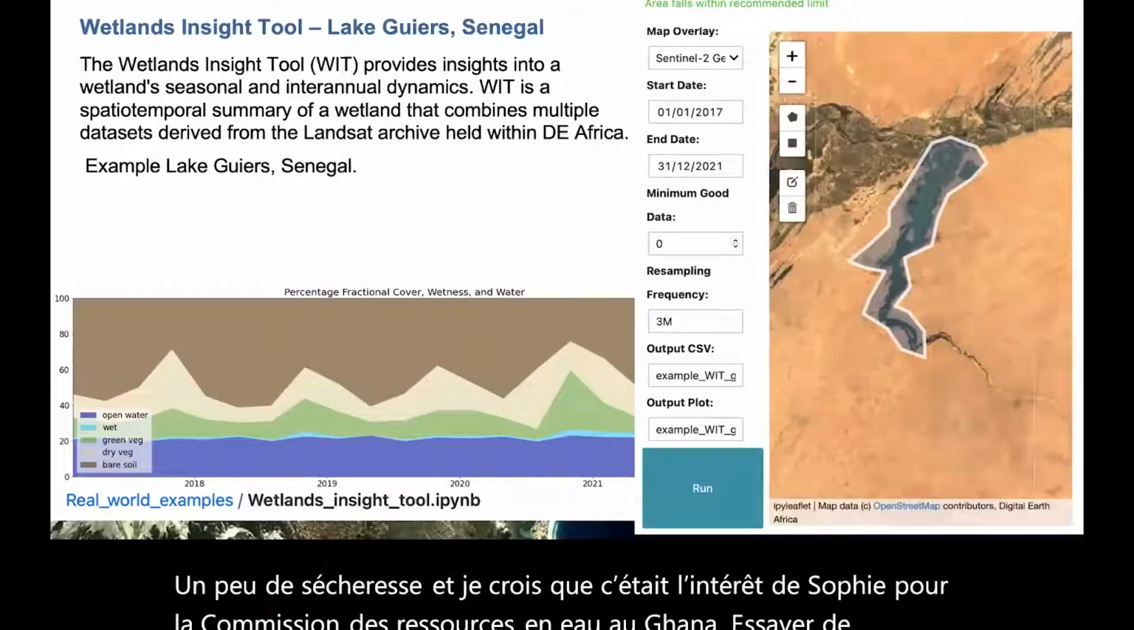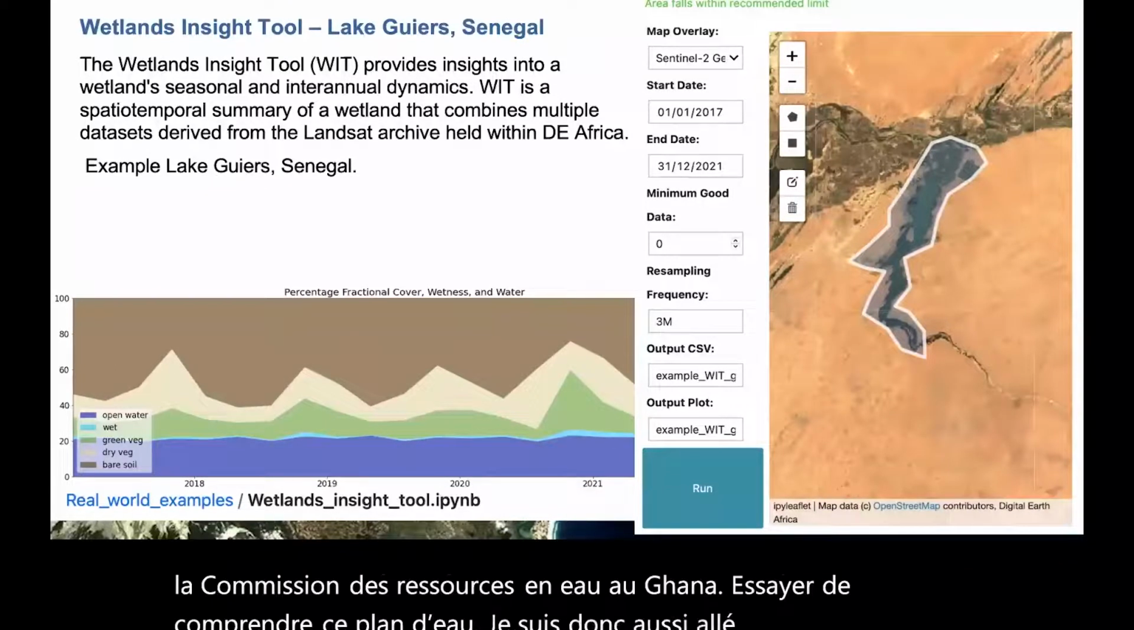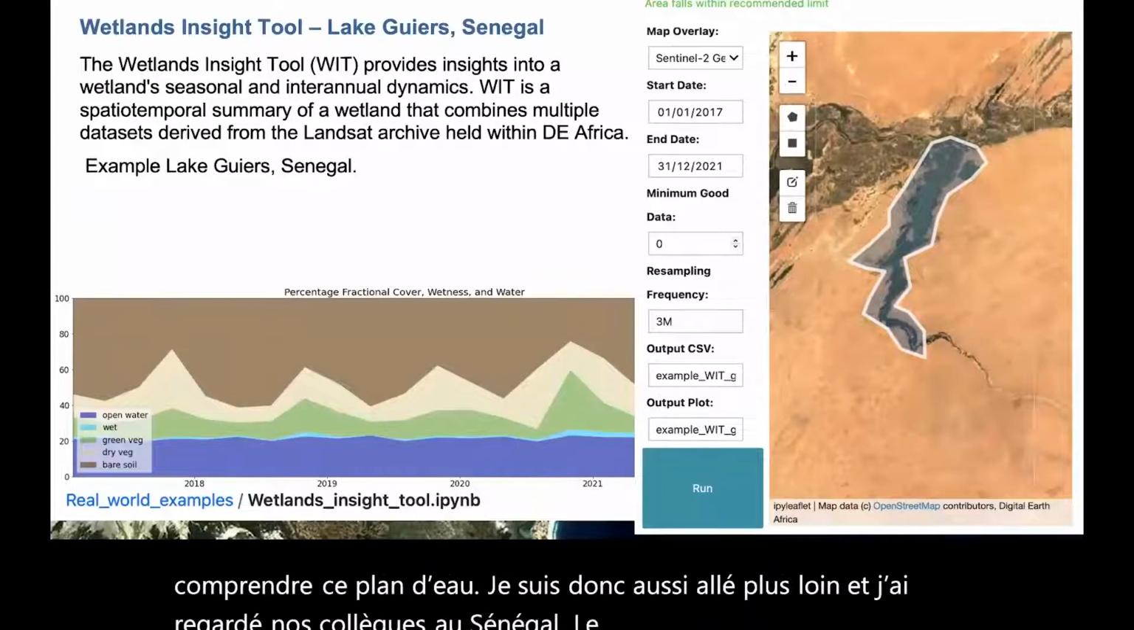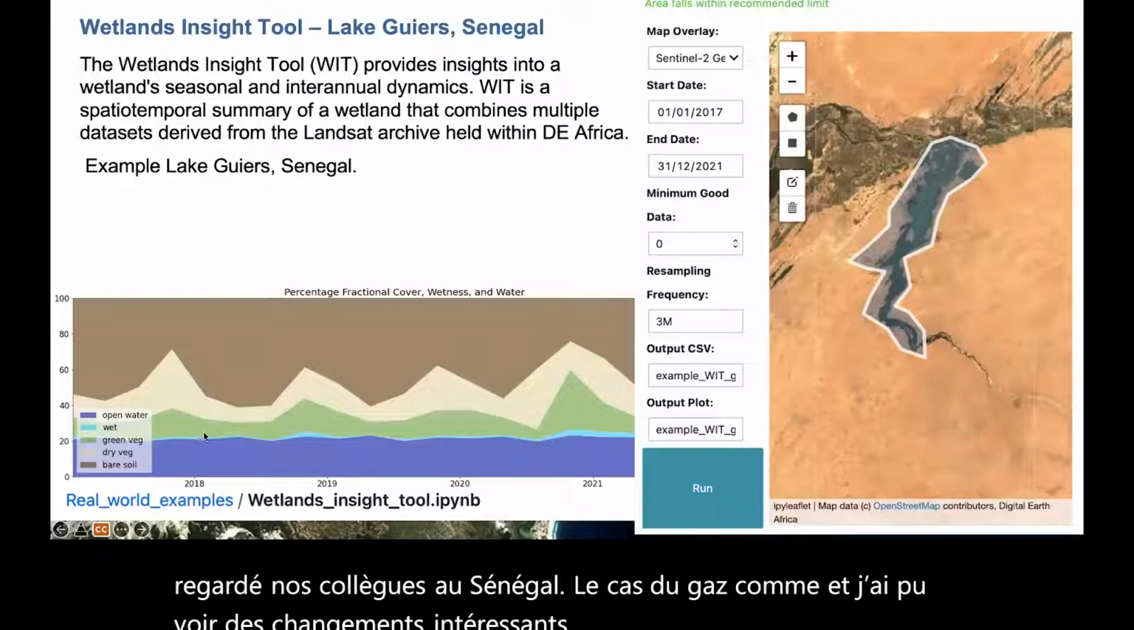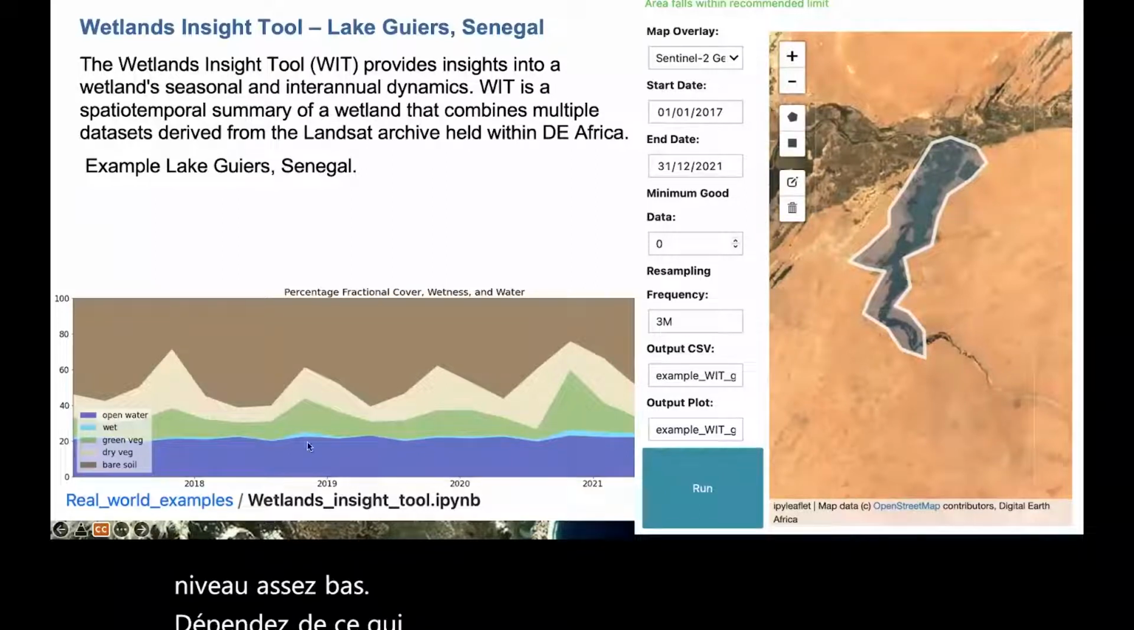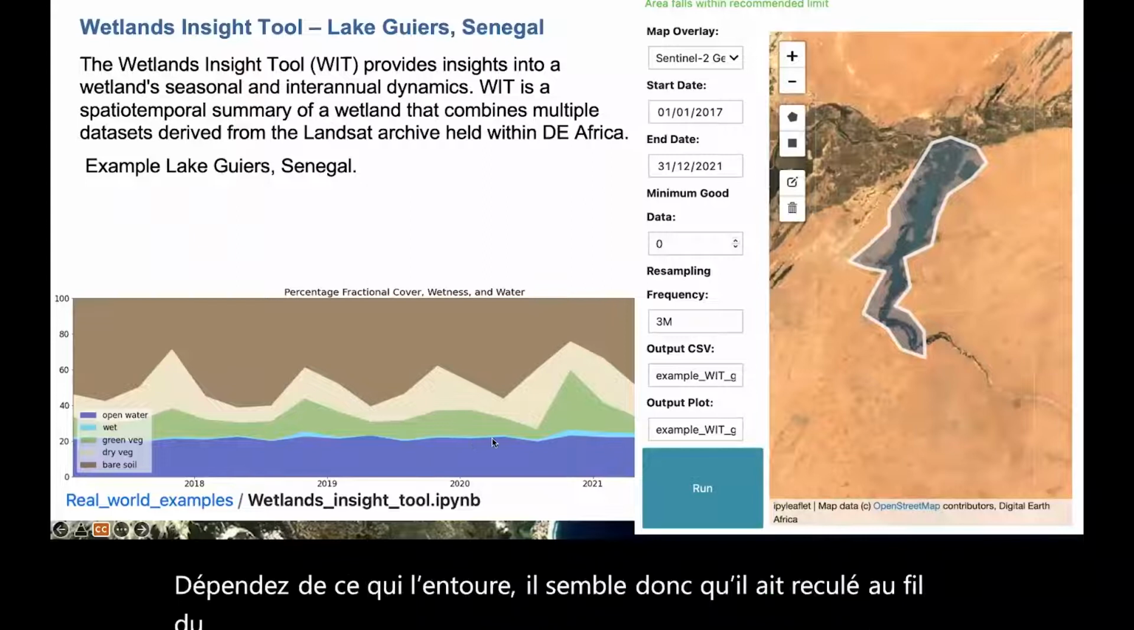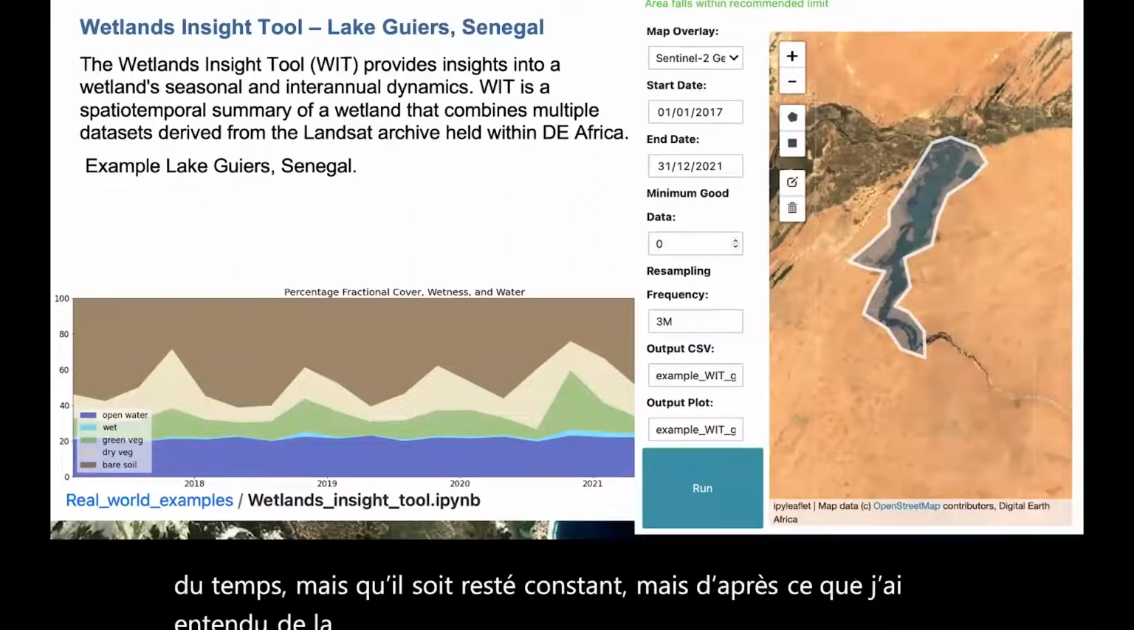So I also went further and looked at our colleagues in Senegal, the case of Lake Guiers, and I could see some interesting changes: the lake has always been at a quite low level, depending on what is around it. So it seems somehow it receded over time, but remained constant. But from what I have heard from the persons, they were saying there were a lot of changes. It has been decreasing over time.